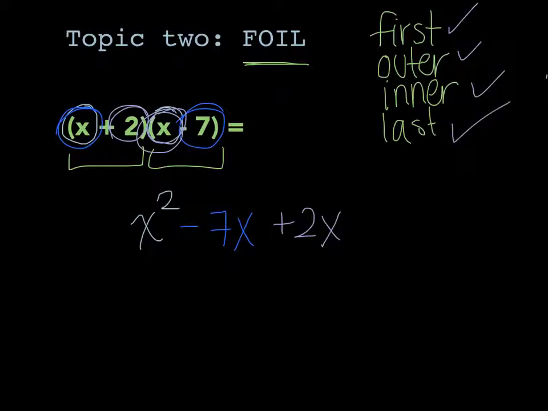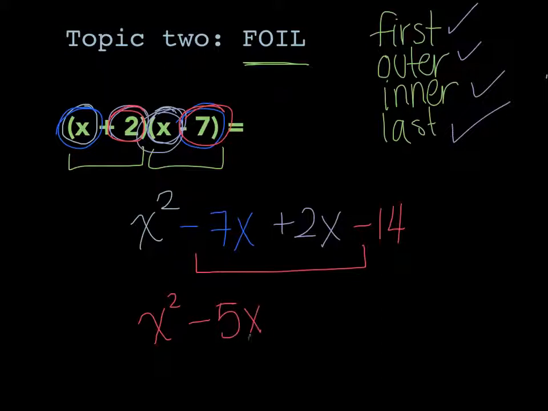Now I'm on to my last, and my lasts are going to be the last term in each binomial. So I have my 2 and my negative 7, so minus 14. Now notice these two terms in the middle here are what we call like terms, so I can combine them. So I'll have x squared minus 7x plus 2x, that will give me a negative 5x, minus 14. And we're done.